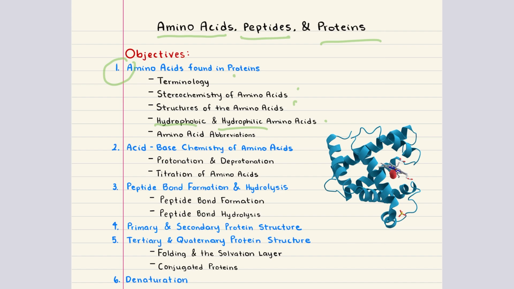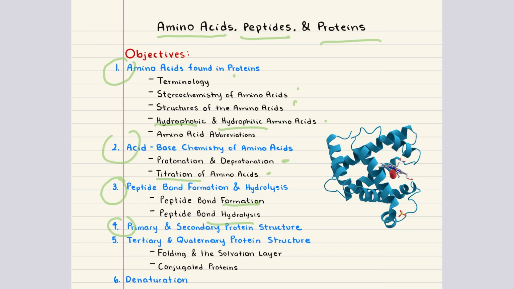Second, we'll dive into the acid-base chemistry of amino acids. This includes how they gain or lose protons depending on pH, how to interpret pKa values, and also how to analyze titration curves, especially the isoelectric point. Third, we're going to look at peptide bond formation and hydrolysis. You'll learn how amino acids are linked together, how peptide bonds are broken, and how this process fits into protein synthesis and degradation.